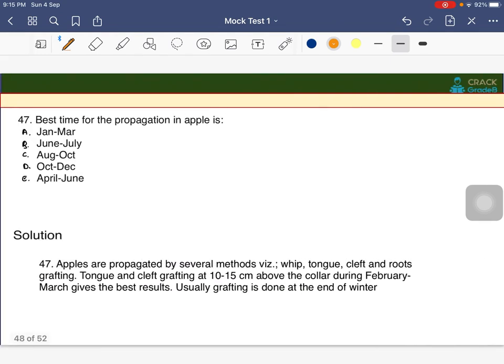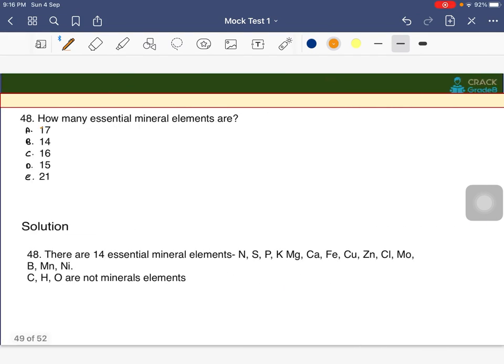Best time for the propagation of apple in India is January to March, June to July, August to October, October to December, or April to June. Okay, the answer here is A, January to March, as the best time for the propagation of apple in India. How many essential mineral elements are there? Is it 17, 14, 16, 15, or 21?